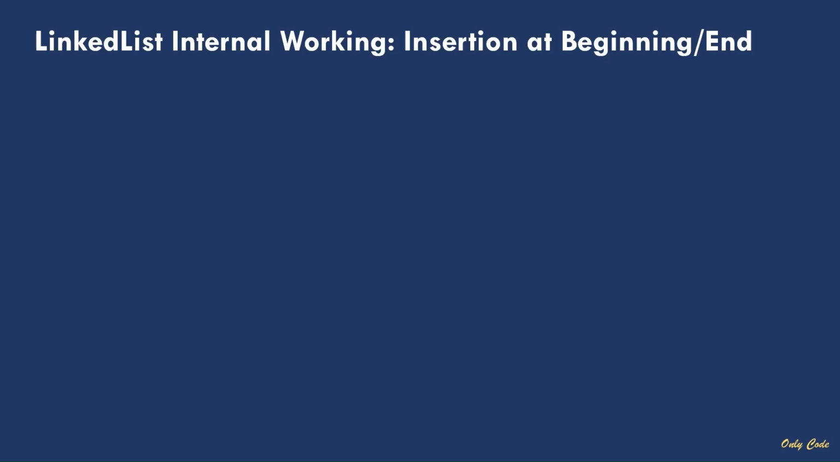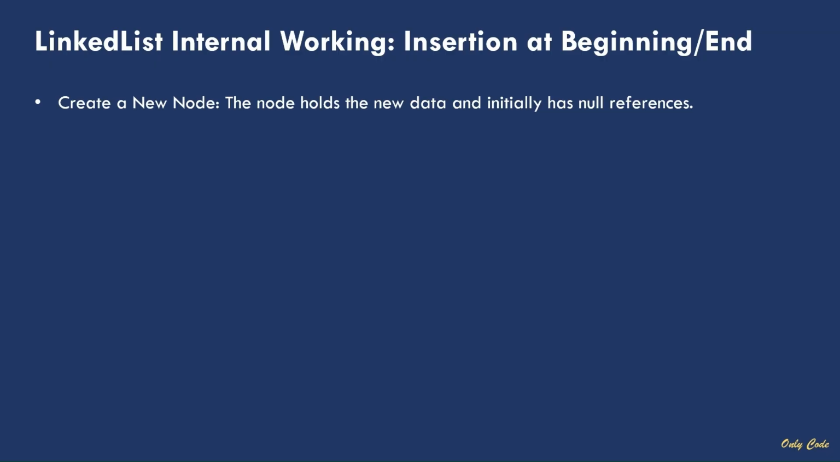Let's understand how Java's linked list internally performs insertion at the beginning or the end. The first step is to create a new node. We first create a new node that stores the incoming data. At this point, its previous and next pointers are both null.